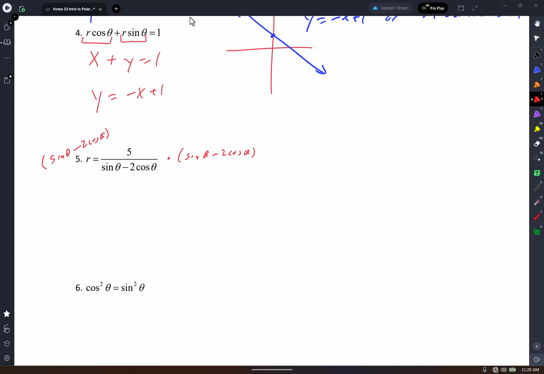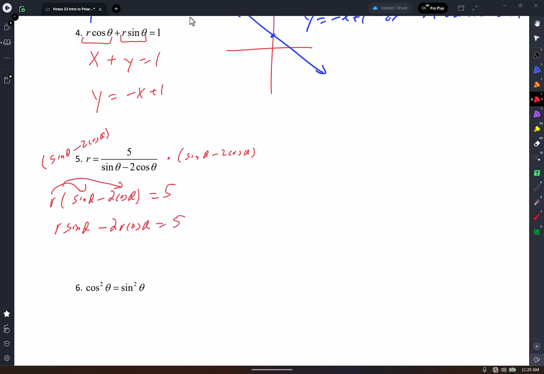I'm going to get r parenthesis sine theta minus 2 cosine theta. Don't worry, right now we'll distribute the r. Equals 5. And then distribute the r. Bam! R sine theta minus 2r cosine theta equals 5.